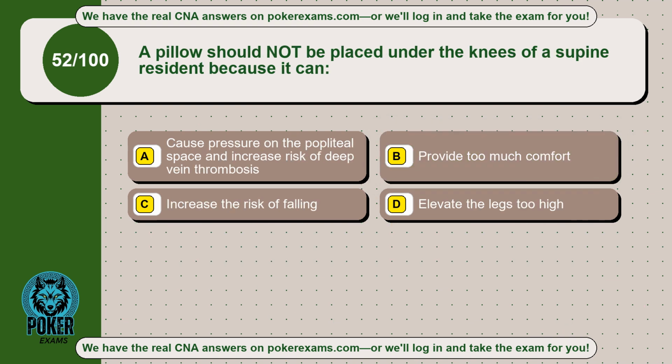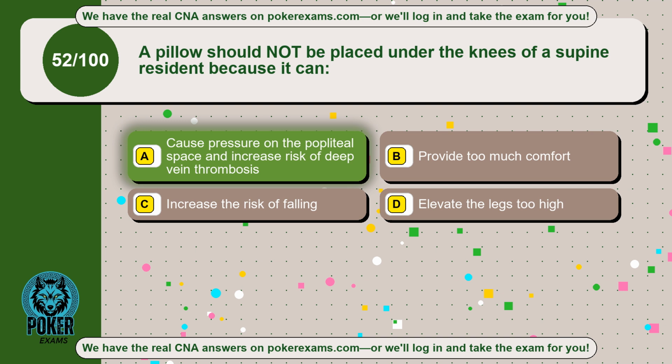Question 52. A pillow should not be placed under the knees of a supine resident because it can: Option A, cause pressure on the popliteal space and increase risk of deep vein thrombosis. Option B, provide too much comfort. Option C, increase the risk of falling. Option D, elevate the legs too high.